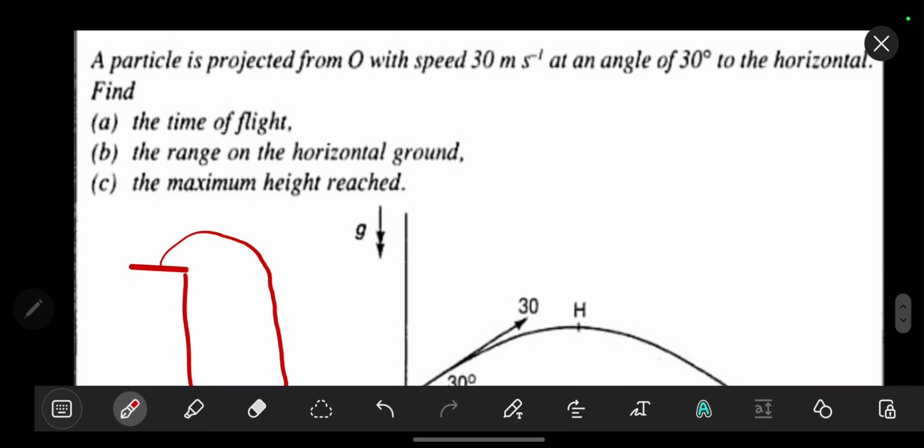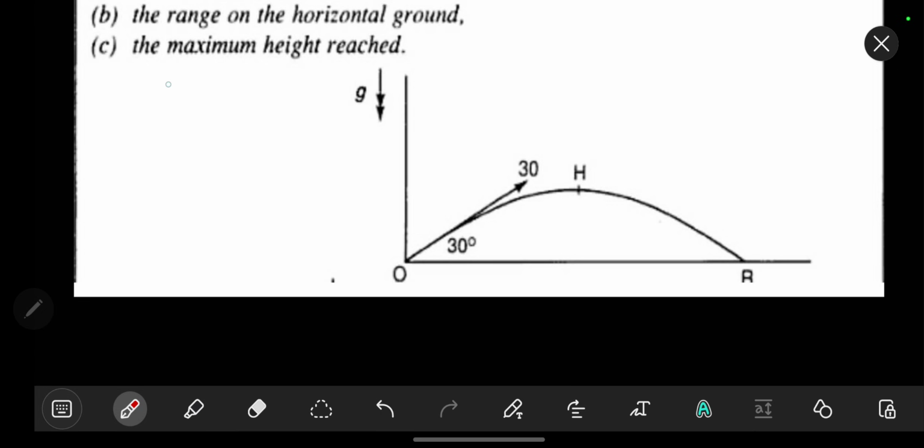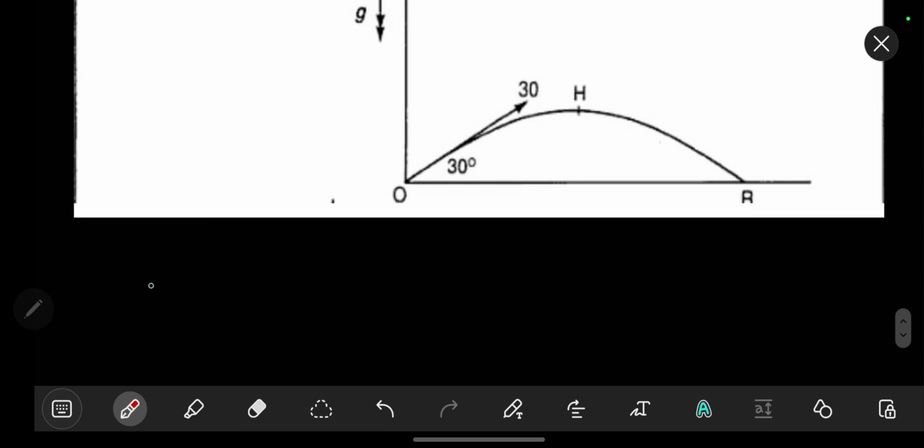So let's look at our next question. The range on the horizontal ground. To find the range, the range is the distance moved in the x direction, so it should be equal to ux times time. So this is the formula for the range, or rather for finding the distance moved in the x-axis, from one point to the other.